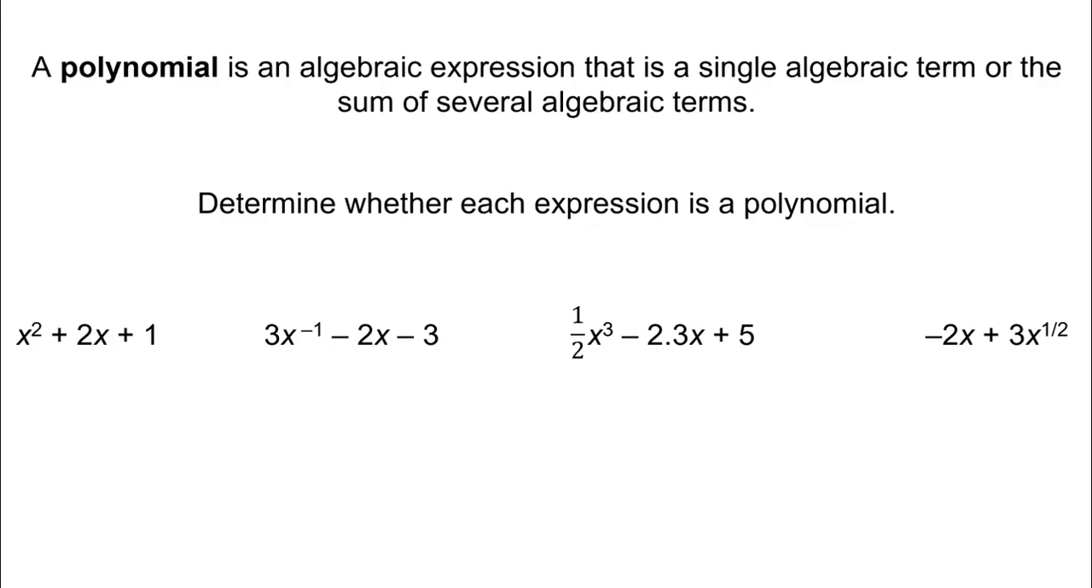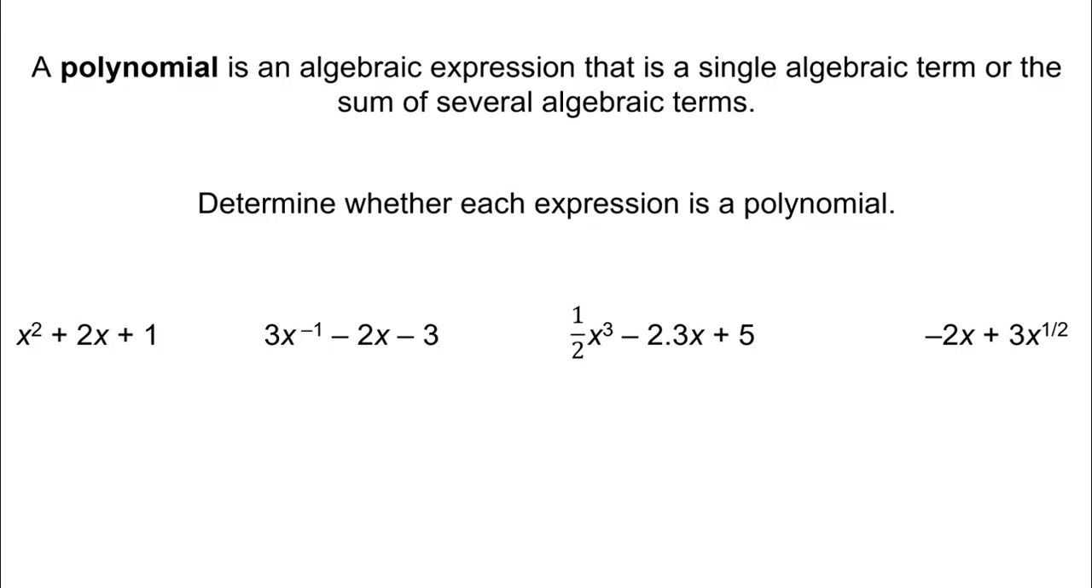So now that we know what an algebraic term is, let's talk about what a polynomial is. That was the whole point of this video. A polynomial is just an algebraic expression that is a single algebraic term or the sum of several algebraic terms. So really a polynomial is just a string of algebraic terms. So let's look at these below and determine whether each expression is a polynomial or not.